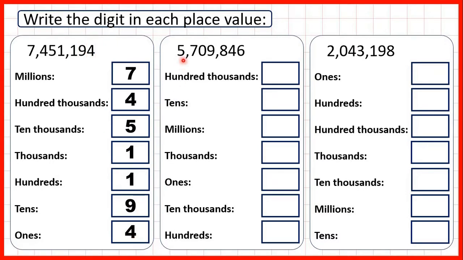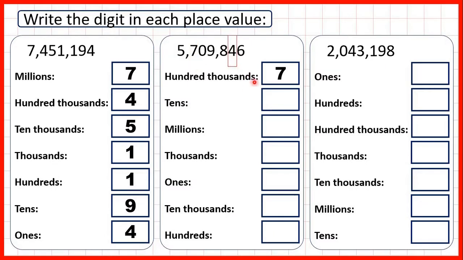So now we have 5,709,846. First, we need to write the digit that's in our hundred thousands place. Remember, the hundred thousands digit is the 6th digit from the right, so we have a 7 in our hundred thousands. We could also find the hundred thousands digit more quickly if we remember that if there are 2 commas in a number, the first comma separates the millions from the hundred thousands.